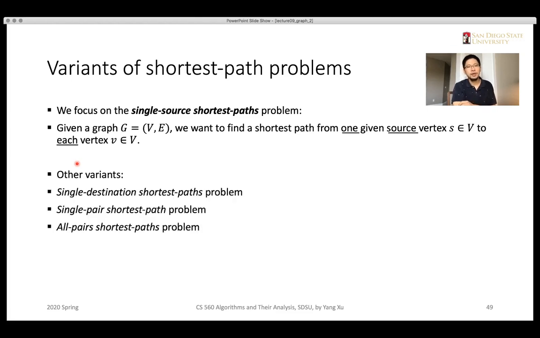The other variants are the single destination shortest path problem, which means that we care about just one destination, but we may be interested in multiple sources. Then there is single pair, which means there's just one unique pair of source and destination. And all pairs. The all pairs shortest path problem includes all possible combinations of sources and destinations.